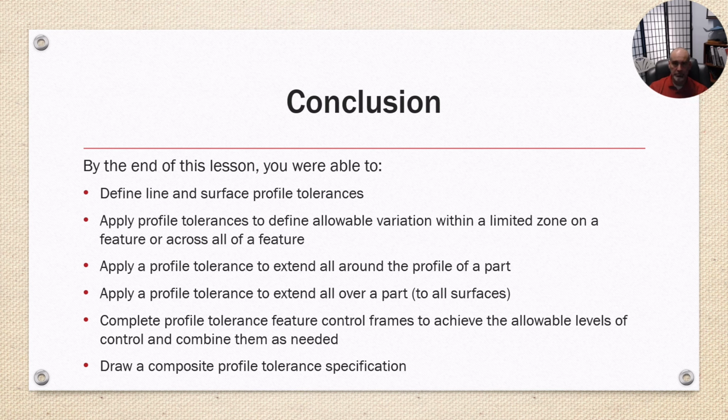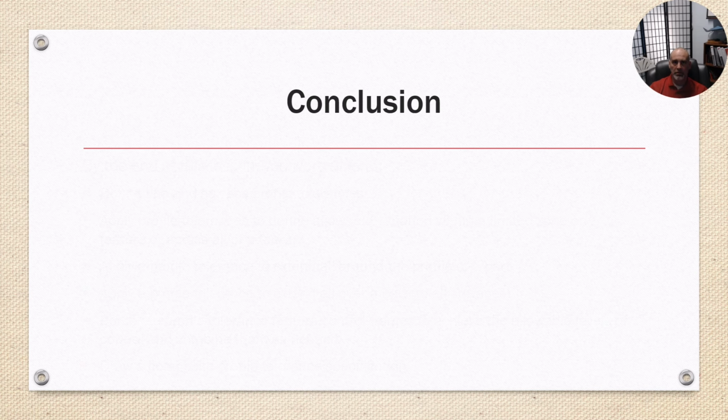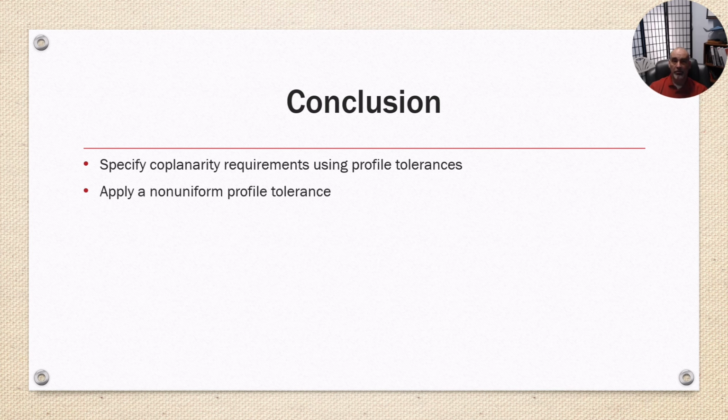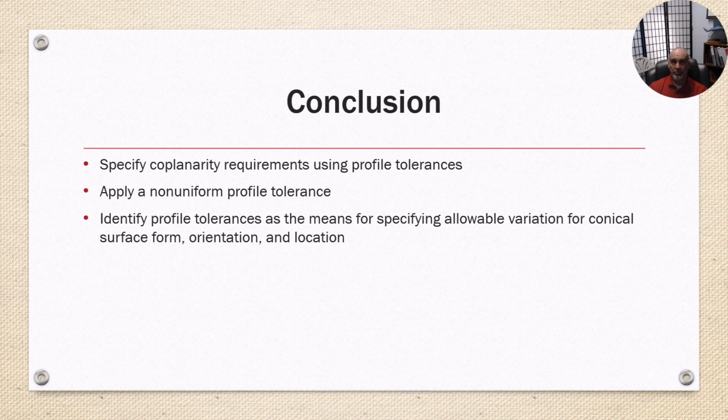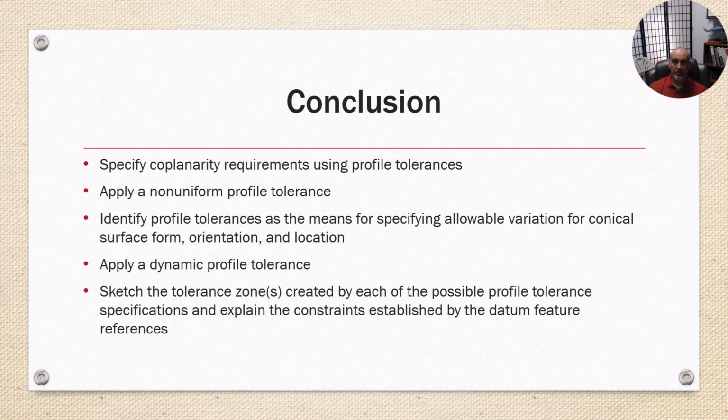Okay, we specified coplanarity requirements using profile tolerance. We also applied a non-uniform profile tolerance, identified profile tolerance as a means for specifying allowable variation for conical surface form, orientation, and location, applied a dynamic profile tolerance, sketched the tolerance zones created by each of the possible profile tolerance specifications, and explained the constraints established by datum feature references.